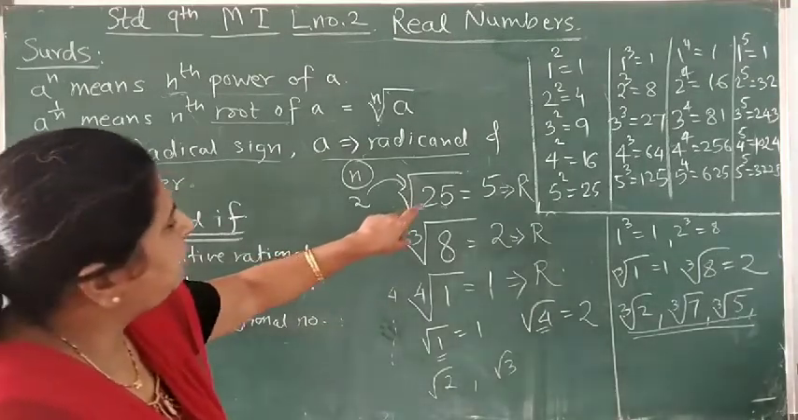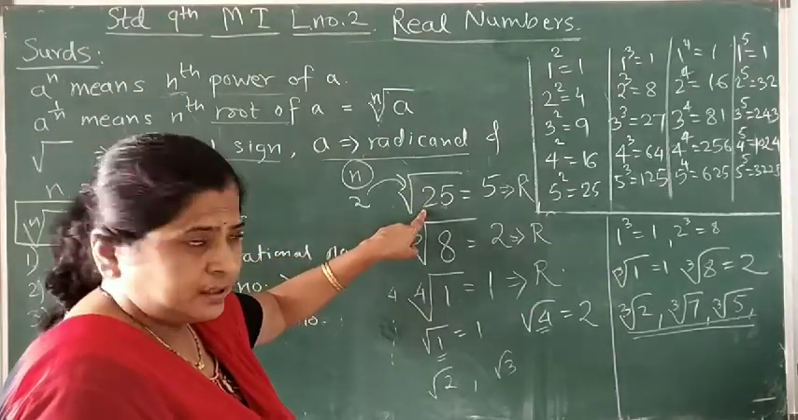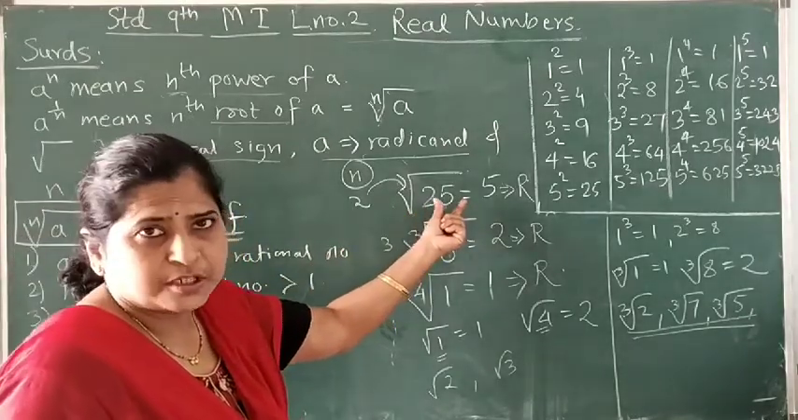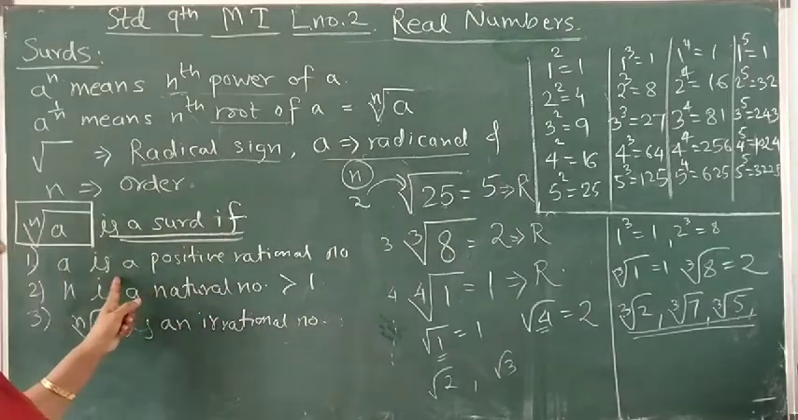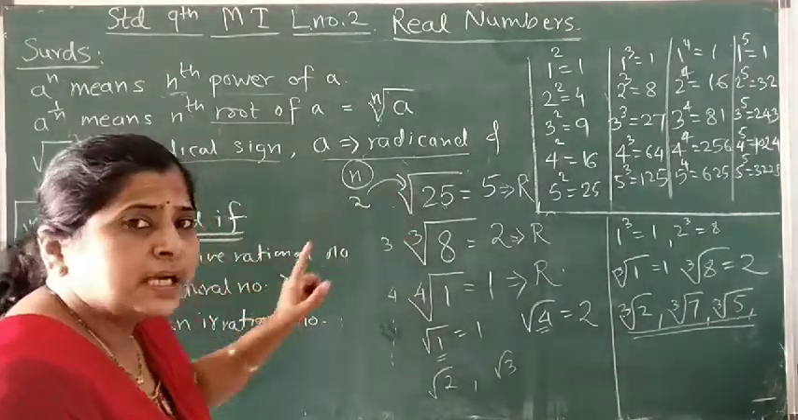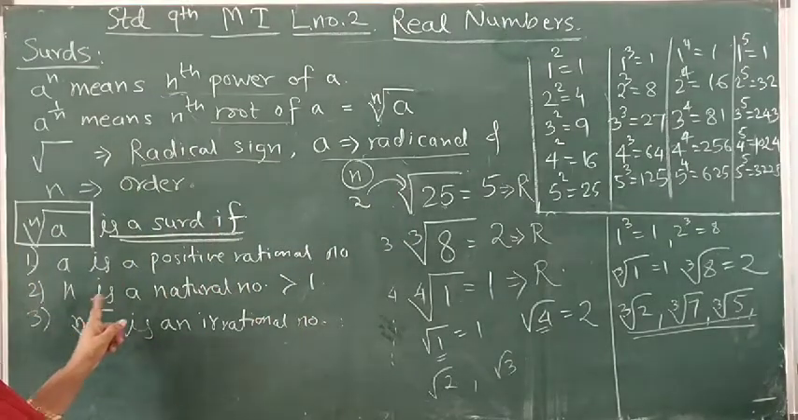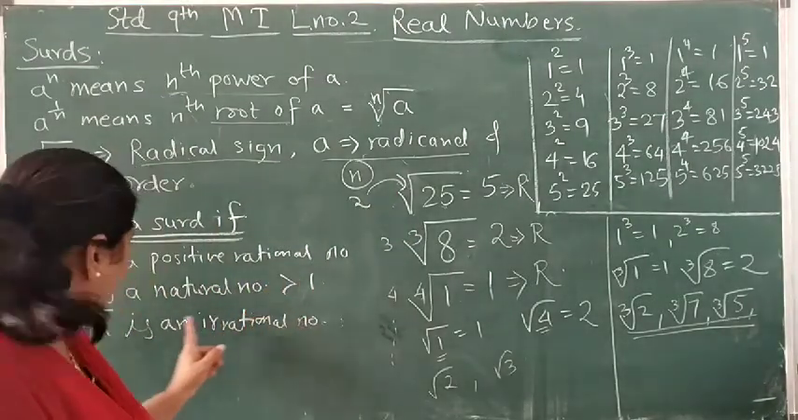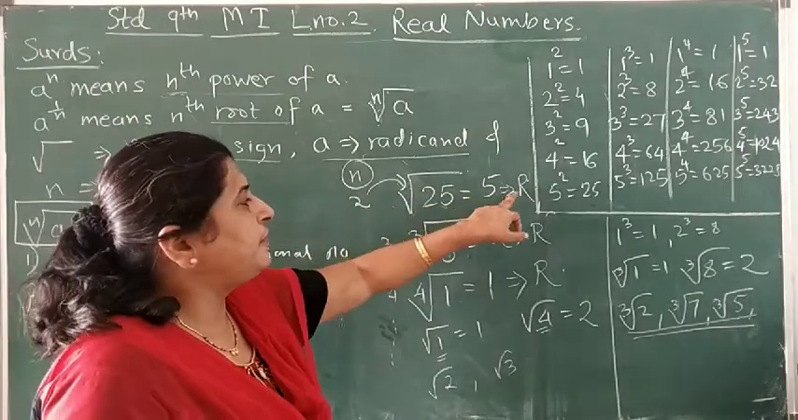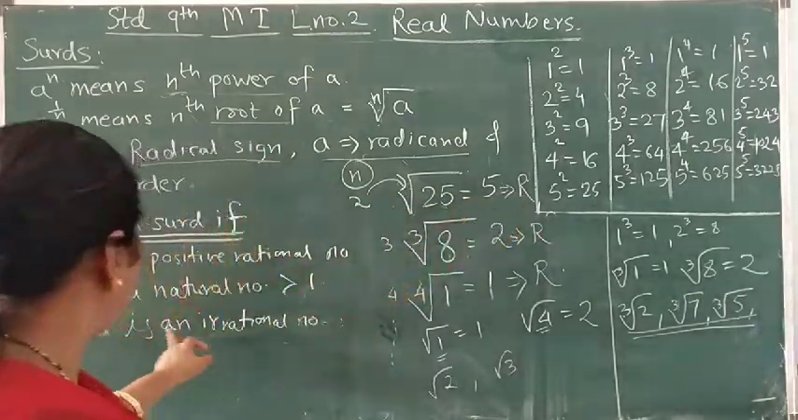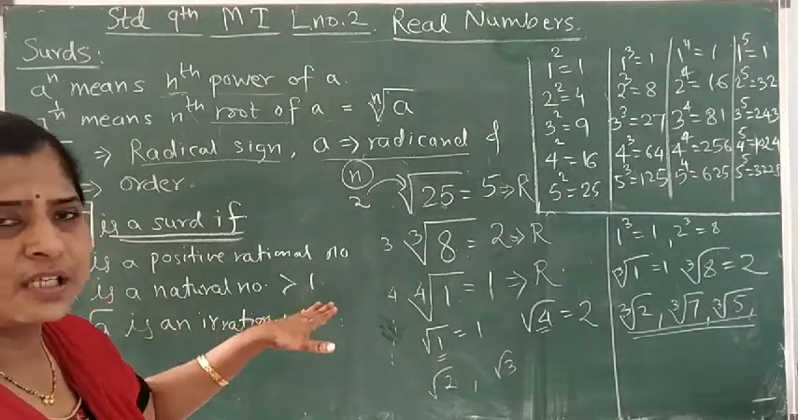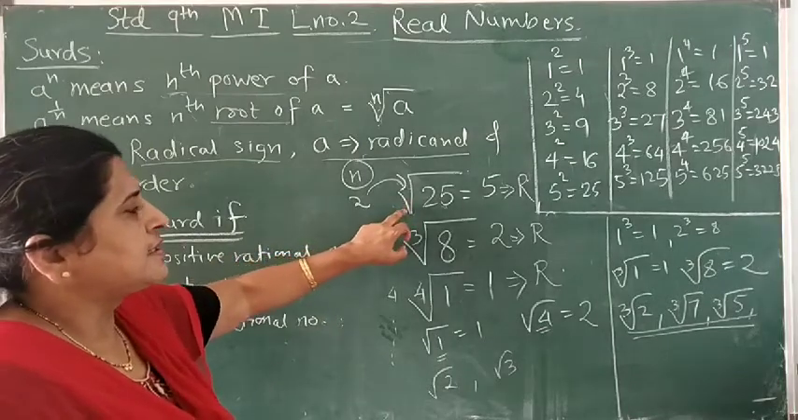Means for example, if we take the numbers we are seeing just now, square root of 25. Now 25 is a radical which is a positive rational number, so it satisfies the first condition. Now the order is 2 here, so this condition is also satisfied, that 2 is a natural number greater than 1. But what about the third? The square root of 25 is 5, which is rational. Therefore the third condition, that it should be an irrational number, is not satisfied. Therefore we cannot say that this is a surd.